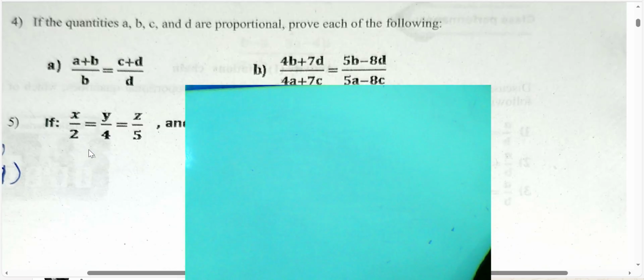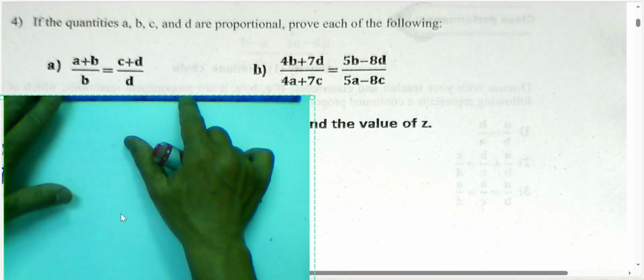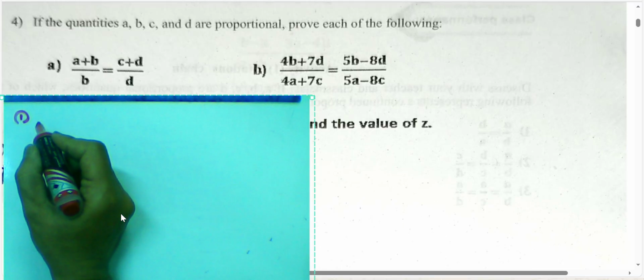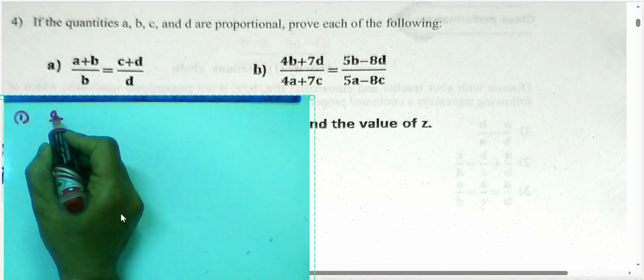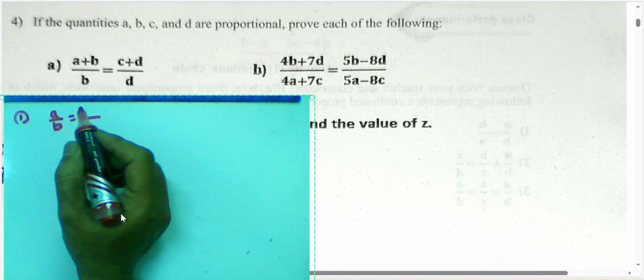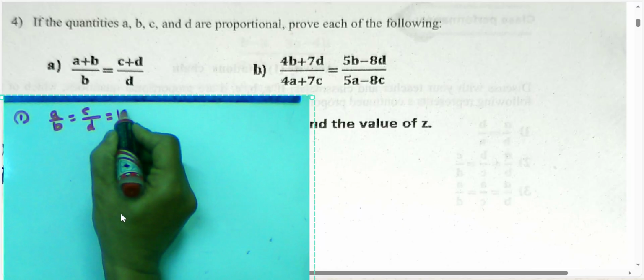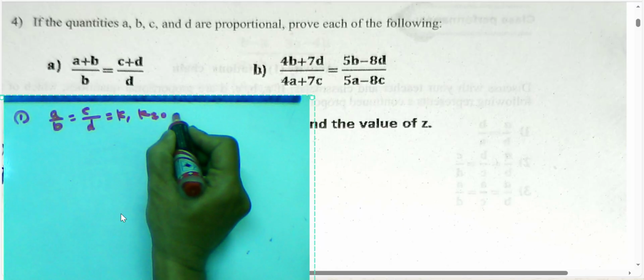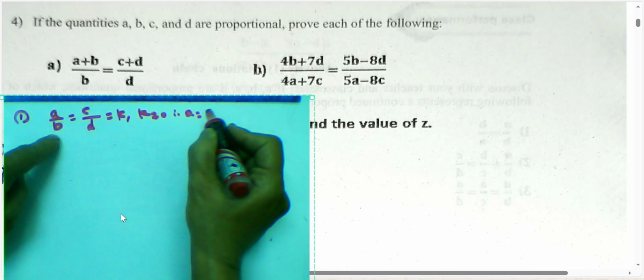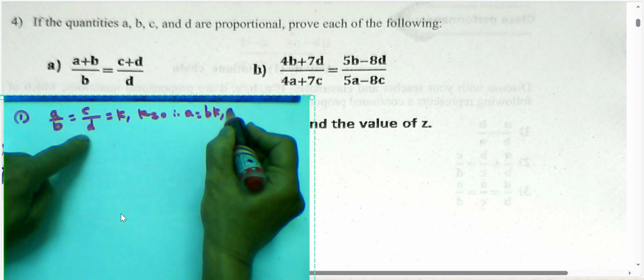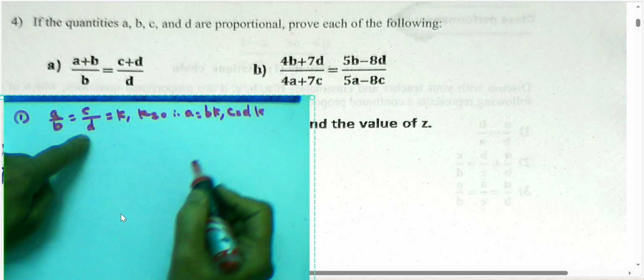Next question. Number 4. If the quantities A, B, C, D are proportional, prove that left hand side equals right hand side here. Okay. First question. We have A over B equal, we have proportional, not continuous proportional. Okay. Then A over B equals C over D. I will put here k and k not equal 0, then the value of A equals B times k and C equals D product by k.